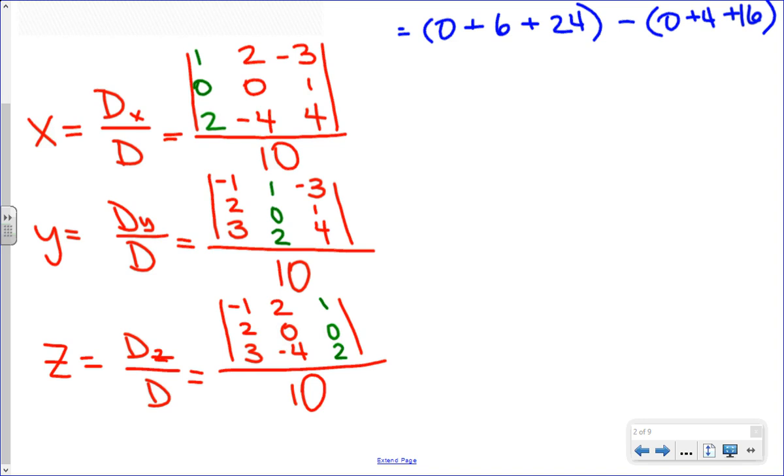To save time for the rest of the lesson, I'm going to ask pods 3 and 4 to find me d sub x. I'm going to ask pod 2 to find d sub y, and pods 1 and 5 to find d sub z. So we'll each do a 3 by 3 determinant. I just won't make you do all 3 by hand today in class.